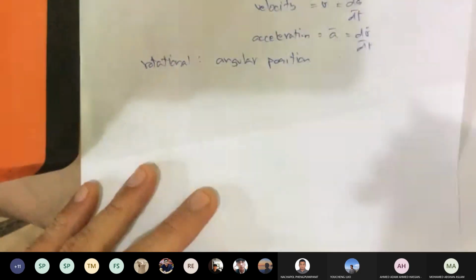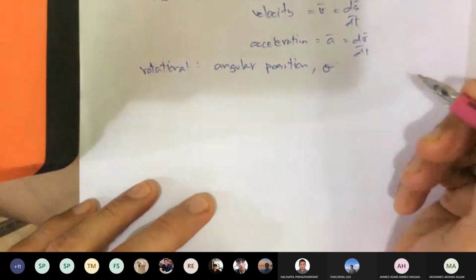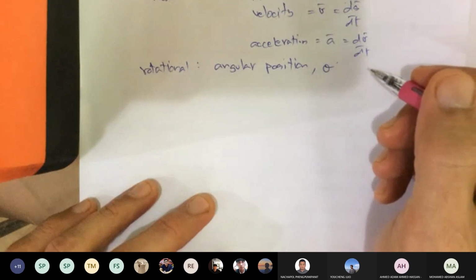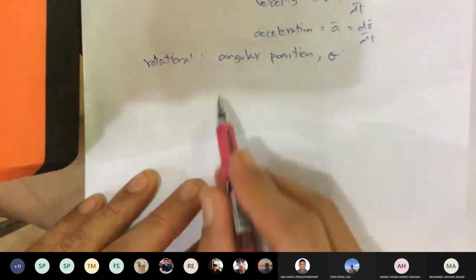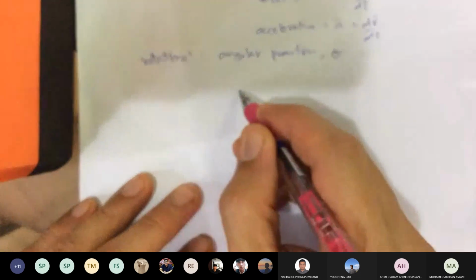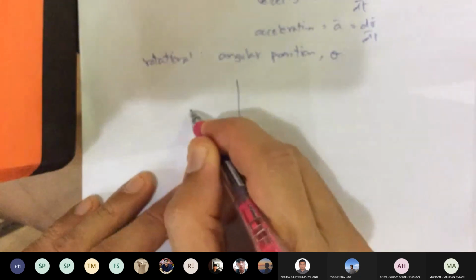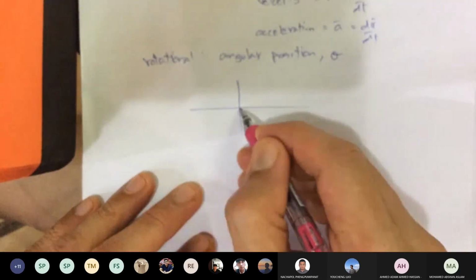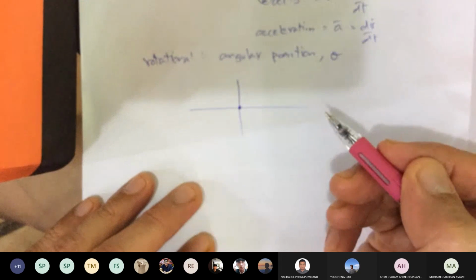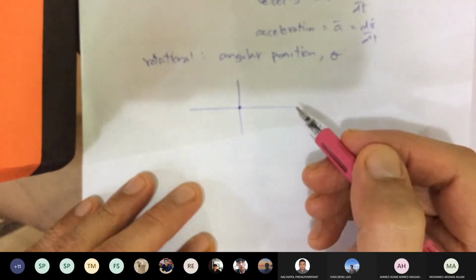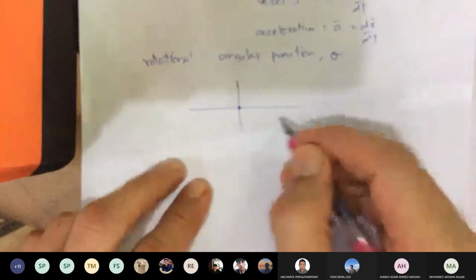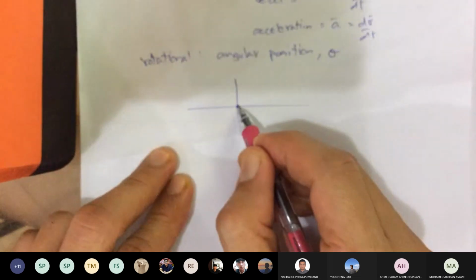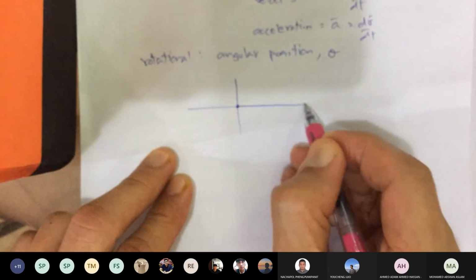Okay, and the parameter that we use is theta. So the way to measure it is that you have to know what the axis is. This is the center of rotation, and you measure it based on the positive x-axis.